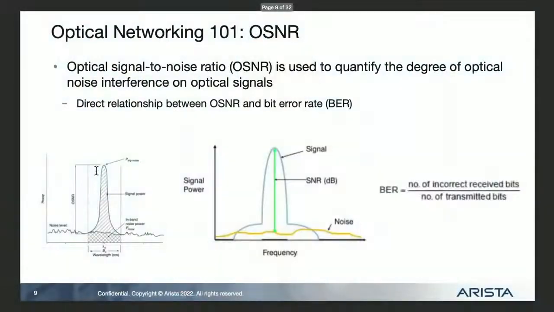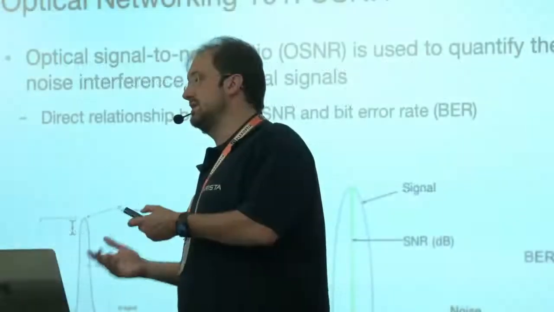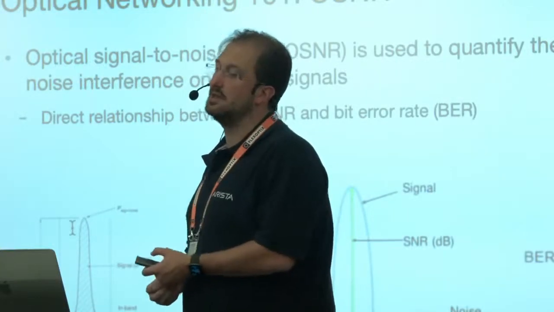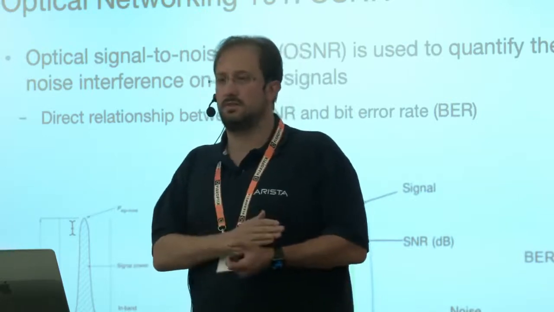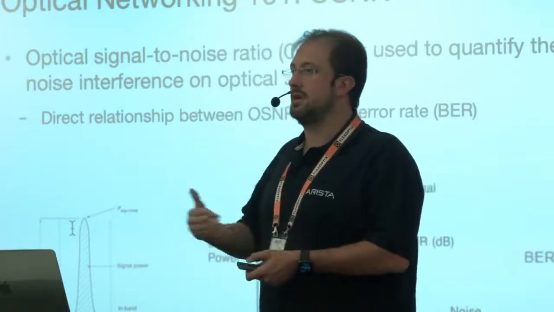establish a signal. Also, you have the optical signal-to-noise ratio. So you usually always have some noise on your fiber. That usually comes because of the attenuation of the length and so on. So you need to have a certain ratio between your actual signal and the noise, because otherwise you can't differentiate what's noise and what's the signal. So there is a direct relationship between OSNR and the bit error rate on the link.